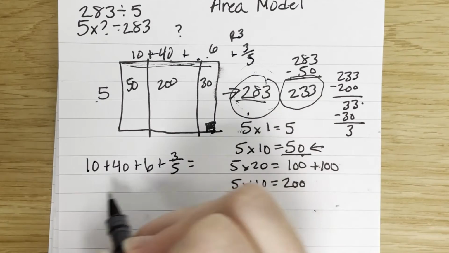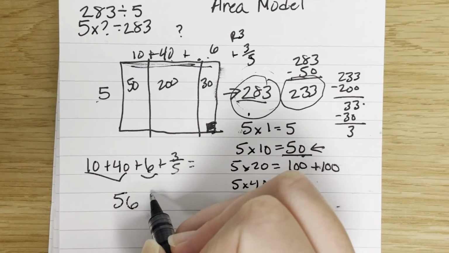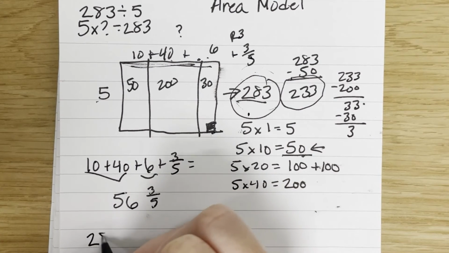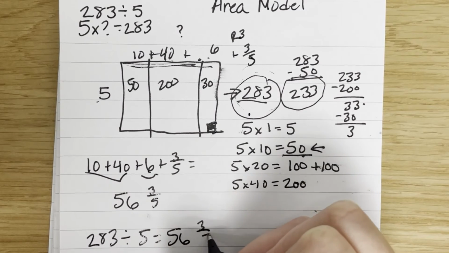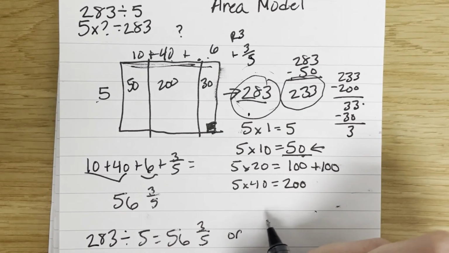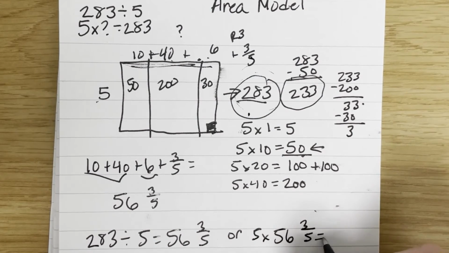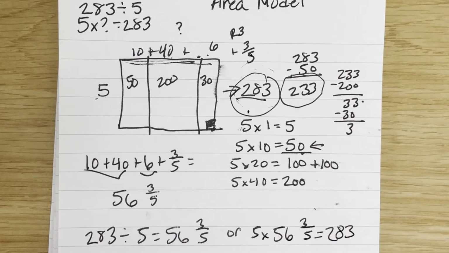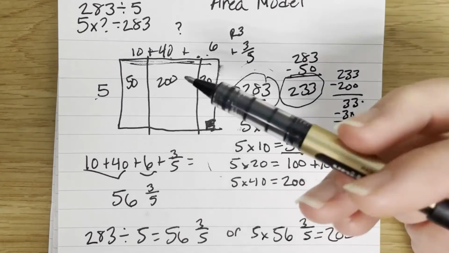So we have 56 and 3/5. So again, 283 divided by 5 equals 56 and 3/5. Or how we represent it up here with multiplication, 5 times 56 and 3/5 equals 283. And that is how you can walk them through the area model and ask them to explain their thinking and get them started after they've done this with the place value blocks.